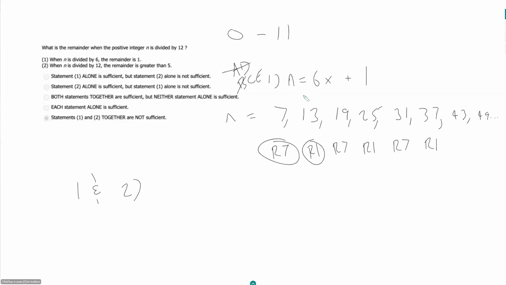43 divided by 12 will be 3, remainder 7. And let's do 49: 4, remainder 1. But what do we know now? We can only choose the ones that are greater than 5. So all of our ones don't count. And we know that our remainder has to be 7. So C.